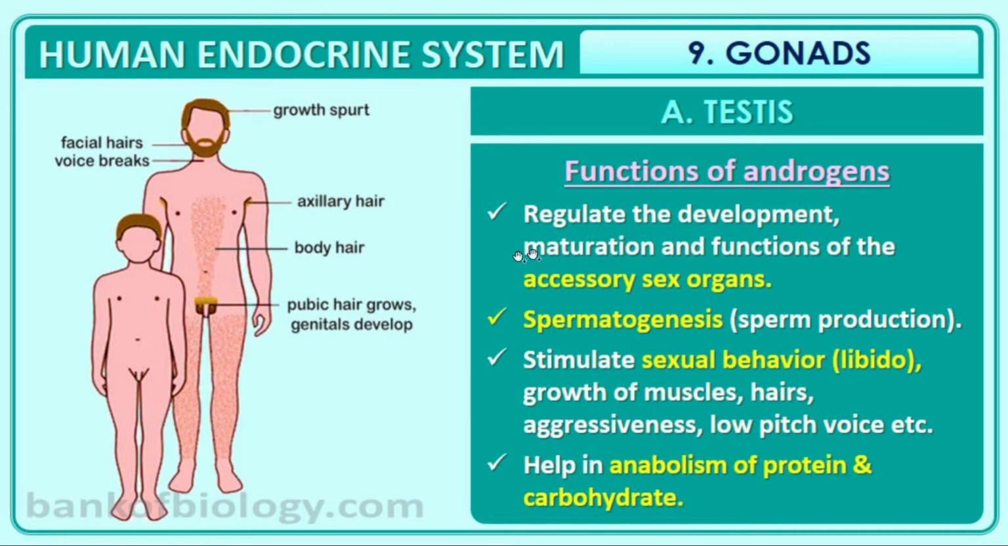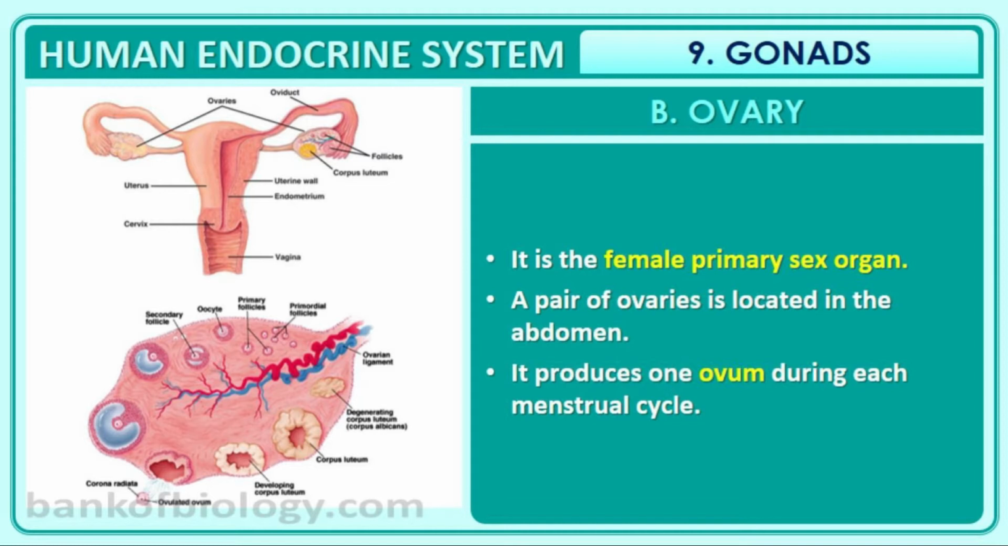Is it clear? It regulates development and maturation and functions of accessory sex organs. Production of the sperm, that means spermatogenesis. It stimulates sexual behavior such as growth of muscles, hairs, aggressiveness, low pitch voice. It helps in anabolism of protein and carbohydrate. These are the functions of androgen. Androgen is produced by testes, so the androgen is known as the male sex hormone. Is it clear? The next gonads.